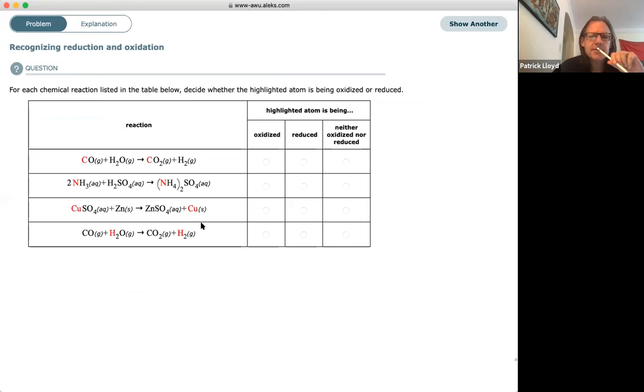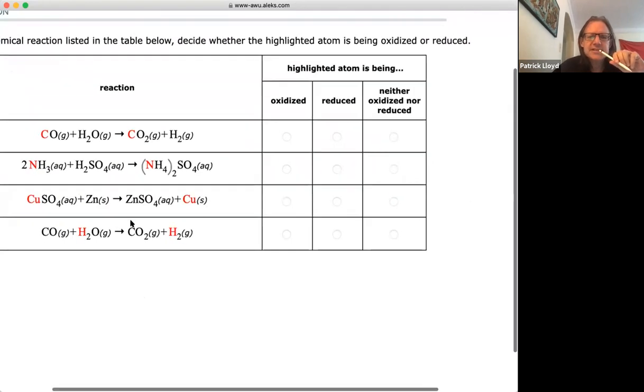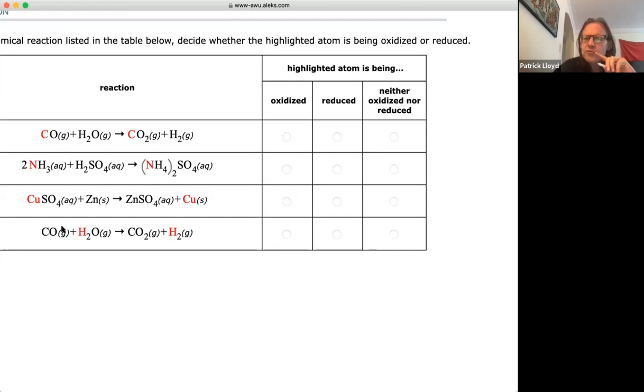Just about out of time here. These are all pretty similar here. But I want to show you one where it's actually neither, right? Because all of those were redox reactions. I'm going to draw your attention here to the second one, where we have 2 NH3 plus H2SO4 to form (NH4)2SO4. Well, let's go through the nitrogen.